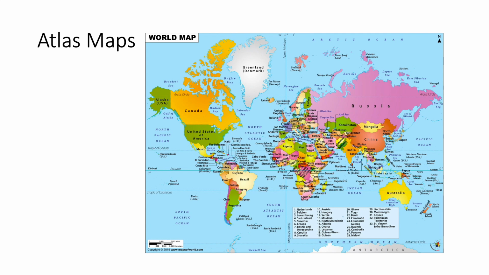Atlas maps come in a variety of scales. Usually they show quite a large area, and they're useful for locating a particular study area. They could be a whole world map, map of a country, or map of a region.